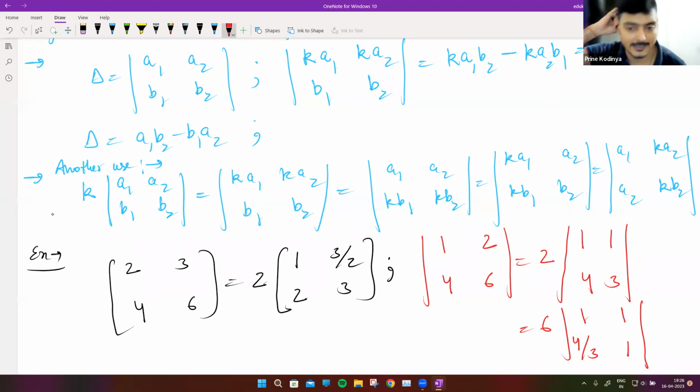While in case of a matrix, you take common from each element, because the rule is the same. Scalar multiplication in a matrix is to multiply each and every element with that scalar. But in case of determinants, scalar multiplication is just multiplying that with one row or one column. Similarly, if you want to take common, just take one row or one column and take whatever you want to take common.